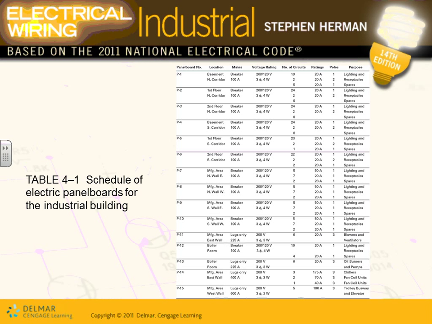Okay, here's a good example, guys, about the panel board. These are 15 panel boards in the project. Remember that project that you guys are looking at? They have 15 panel boards. Each one of these 15 panel boards has a location, of course, located somewhere. You have the main circuit breaker or main lugs only, you have the voltage, how many circuit breakers, and the rating of the circuit breakers. You have the poles, how many poles, and the purpose. This is what we call the purpose of these circuit breakers. So these are a list of all the panels that we have in this project.